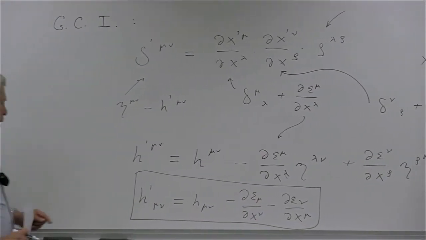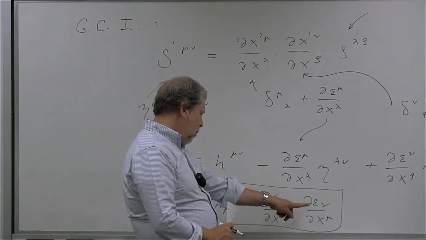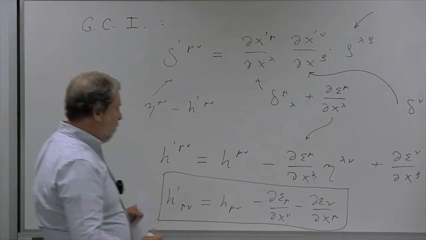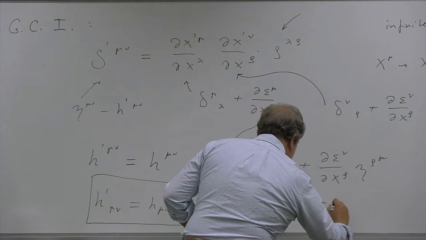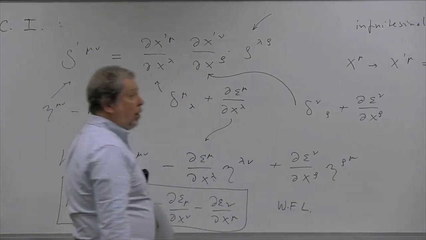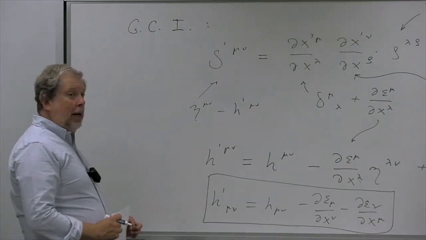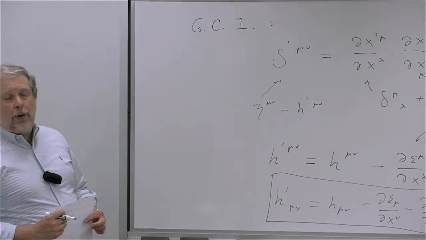So that's the transformation property. Again, let me check the indices: mu nu, mu, nu, nu, mu. So that's the transformation property of the metric in the weak field limit. In the weak field limit, this is how it transforms. So you can see that it is not too complicated to remember. And as soon as you stare at this result, of course, it looks familiar.